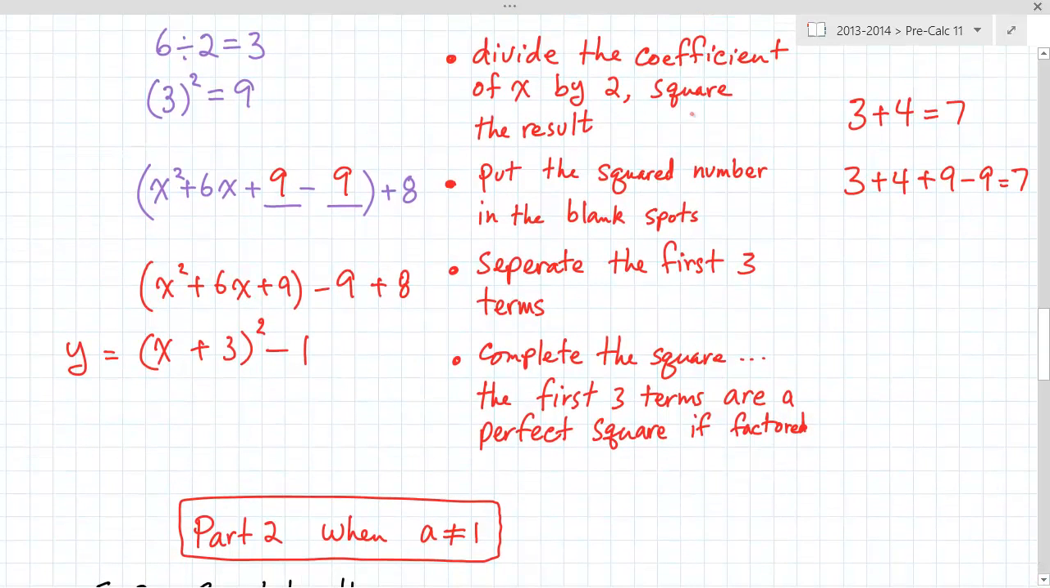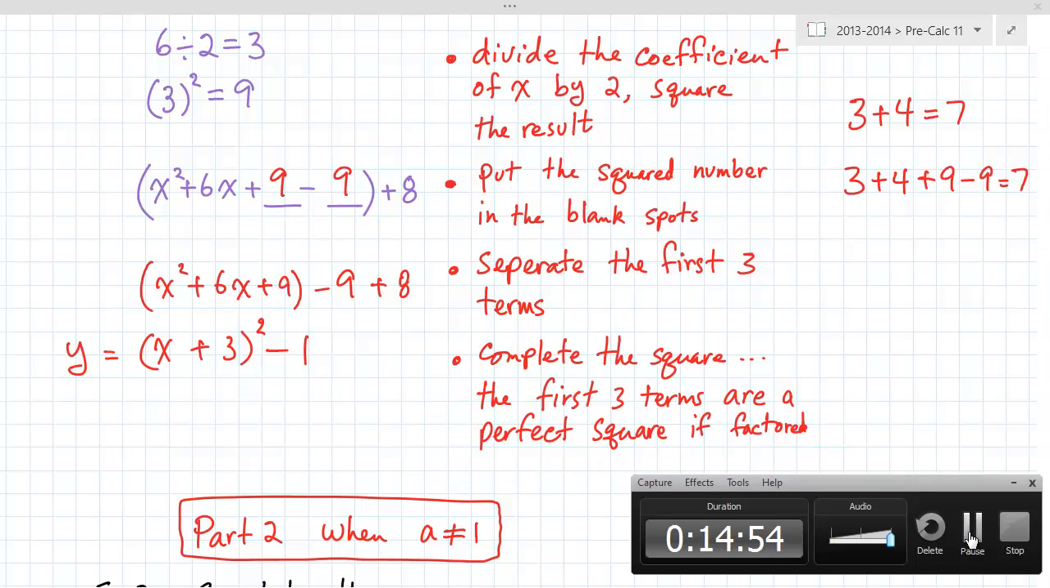So these notes are important. Make sure that you write these notes down. Those are the important parts of this.